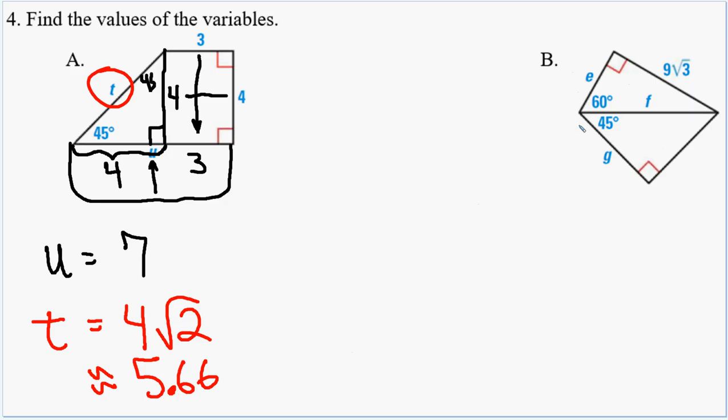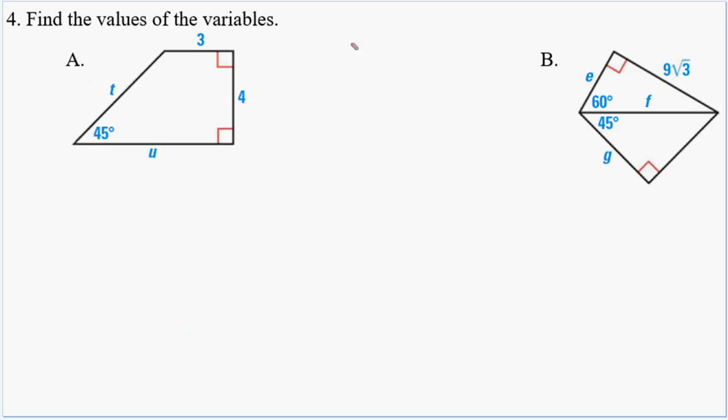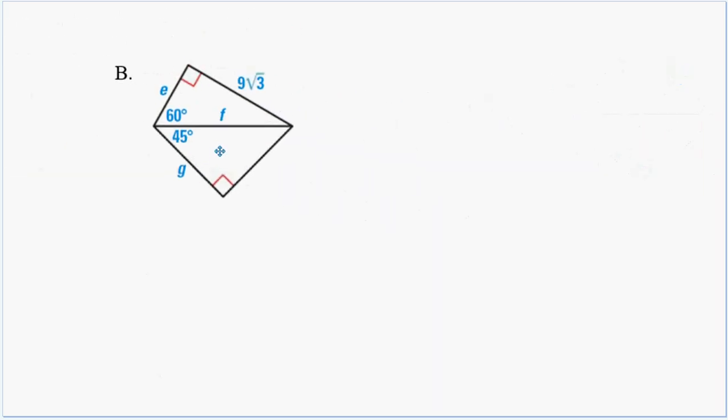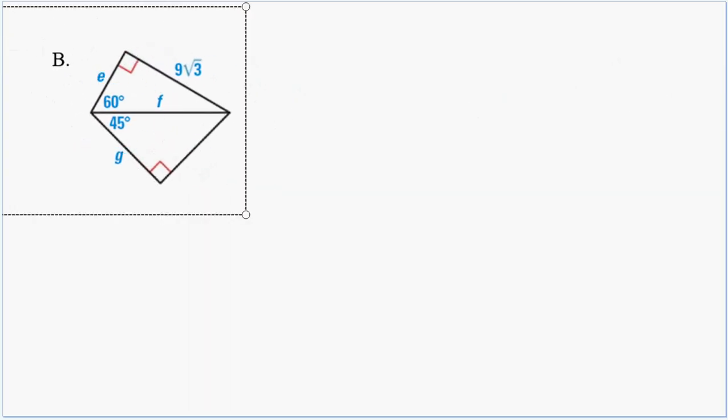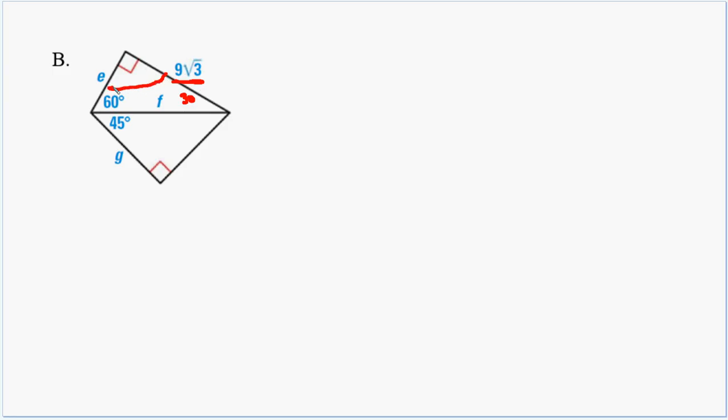All right, in part B, let me move this out of here. So we've got E and F and G, and it looks like we have both triangles. Here is our 30, 60, 90 up top. So let's start with this one. We have the long leg, 9 root 3. So if we're going to jump back to the short leg, we would divide that by the root 3, and that looks like E is going to equal 9. So the short leg E is 9, and then I want to get the hypotenuse F.